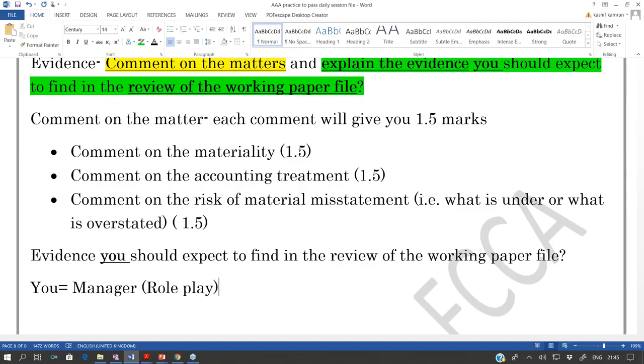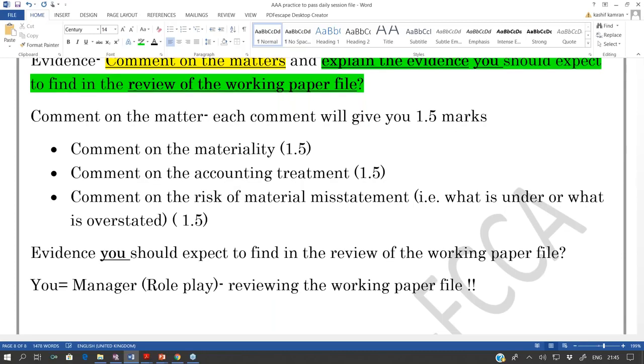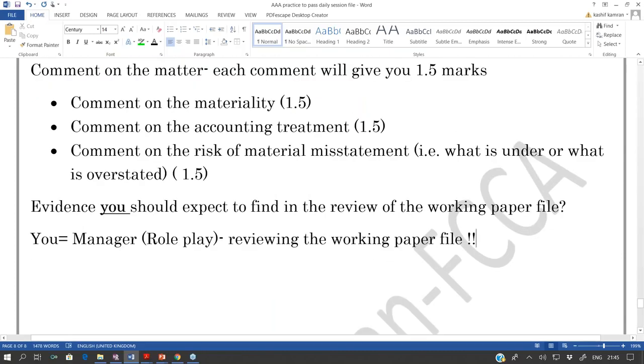So first of all, justify yourself in the exam paper. You are a manager, right? Now what are you doing? You are a manager and you are reviewing the working paper file. Is that true? Is that what the question is saying?